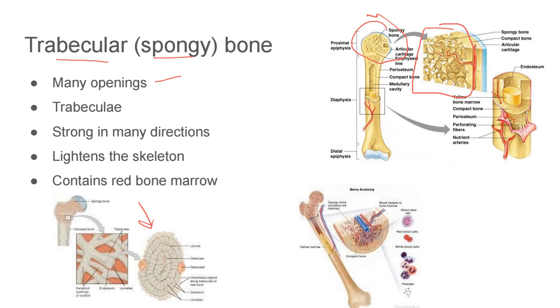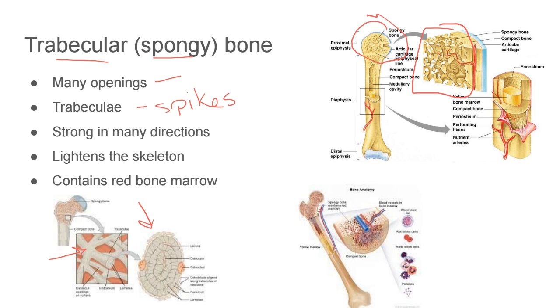Lots and lots of openings. And those openings are due to the trabeculae. The trabeculae are the little spikes. You can see those pretty well in this zoomed in one down here at the bottom, right? All these little spikes of bone, those are your trabeculae, and they're what give all the openings.